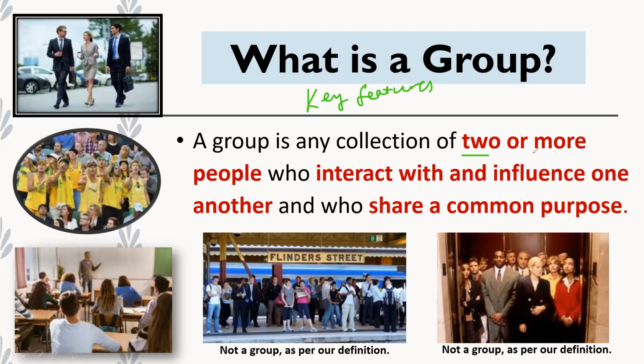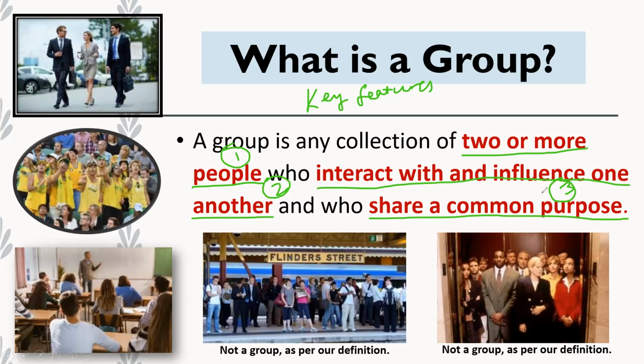Number one, the first tick box we need to qualify is that a group is a collection of two or more people. That's your first criteria. You can't have a group with just one person. That's not a group. That's just common sense. It's also a collection of people who interact with and influence one another. So that's the second one, and who share a common purpose. That's the third one. Okay, so these are the three main key features of a group.